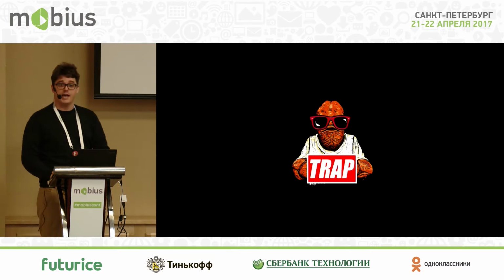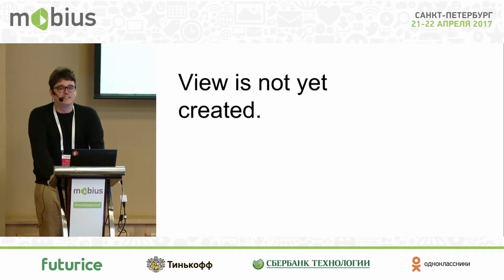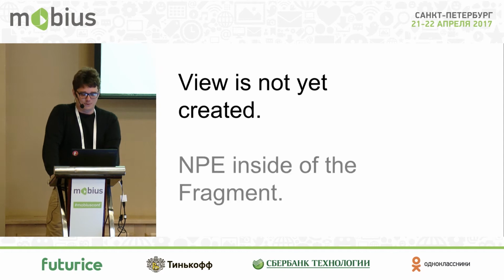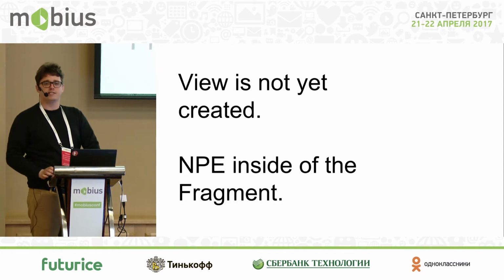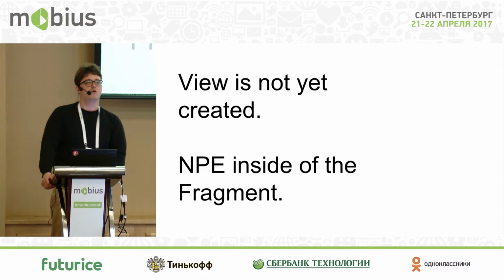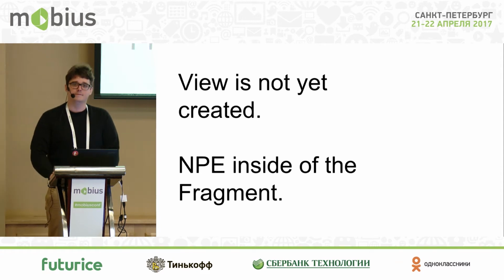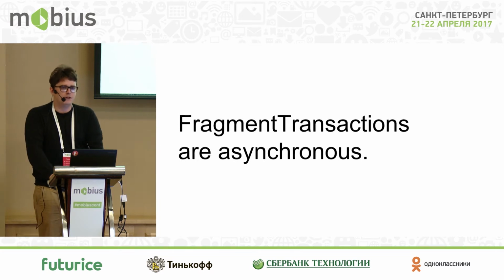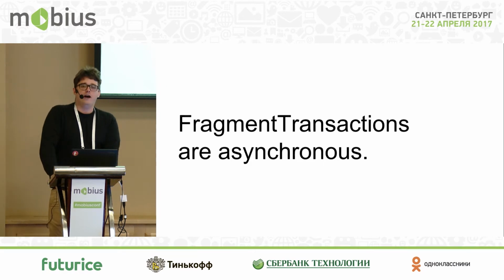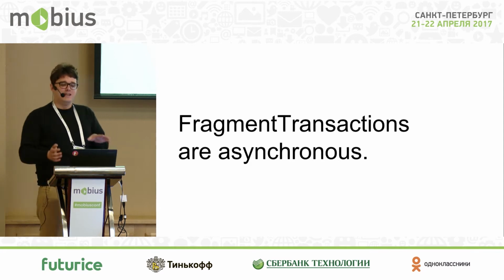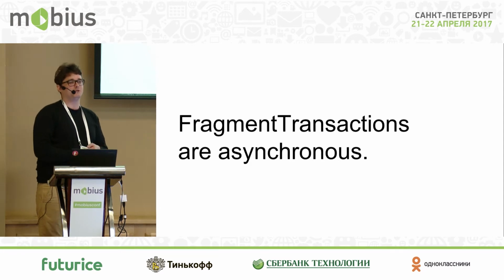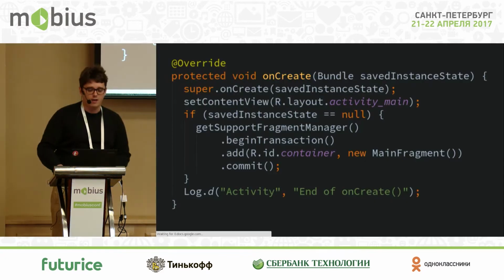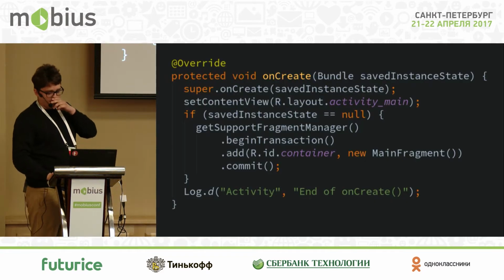Oh, and that was bad. So the view wasn't yet created in activity on create. So we received a null pointer exception inside of the fragment because we tried to invoke a method on the recycler view. Bam, doesn't work, crash. And the problem is, I'm sure every one of you knows, the fragment transactions are asynchronous, right? And this is not a problem on its own, but this asynchronous nature of the fragment transaction causes them to be totally unpredictable.